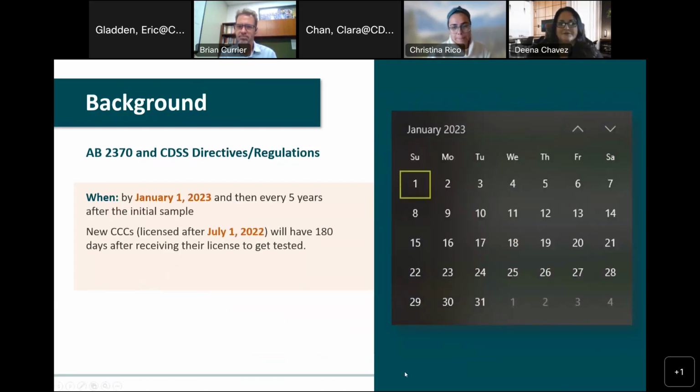When is the deadline? Initial samples must be collected by January 1st, 2023, and then every 5 years thereafter. Centers licensed after July 1st, 2022 will have 180 days to get their water tested.